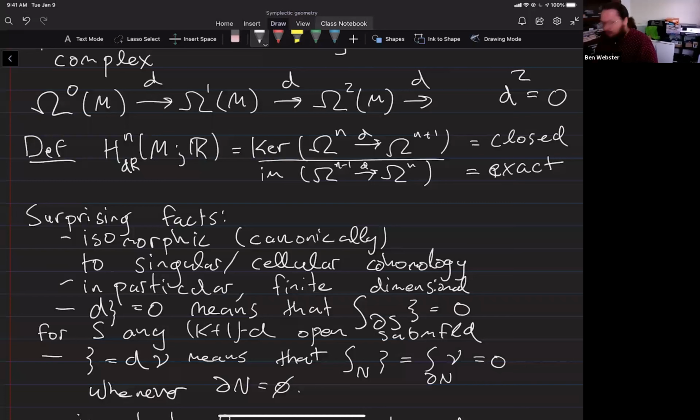So if you know any other way of constructing the cohomology of a manifold, like cellular or singular cohomology, this is the same. It's canonically isomorphic. And somehow the reason has to do with being able to integrate K forms over chains. One interesting consequence of that, which is not at all obvious from this definition, is that it's finite dimensional for a compact manifold, and for any reasonable manifold.